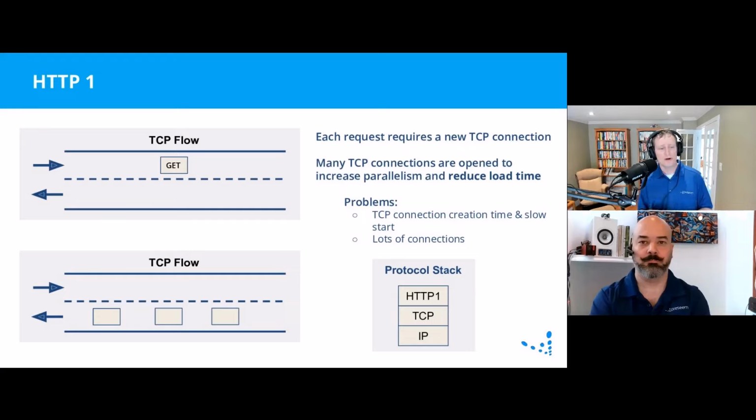Each request required a new TCP connection. So you open a connection, you do a GET, you get the body. Okay. This has a bunch of downsides. First of all, you have a whole lot of flows. If you go to a web page with 100 images, you have 100 flows. You also pay the connection creation time, like the three-way handshake for every one of those. The flows spend more time at a lower rate because they haven't ramped up. And again, you have lots of connections.